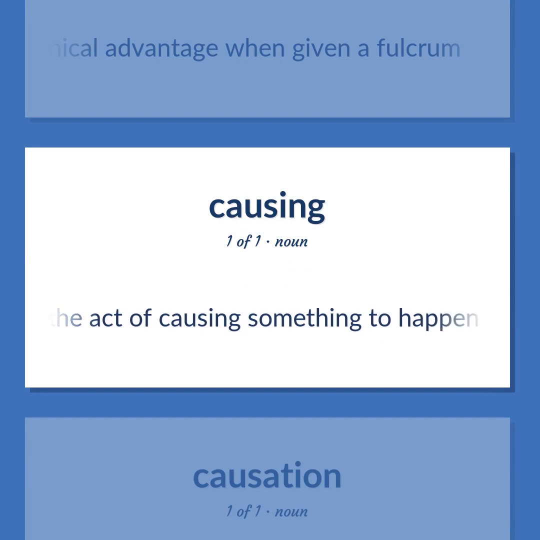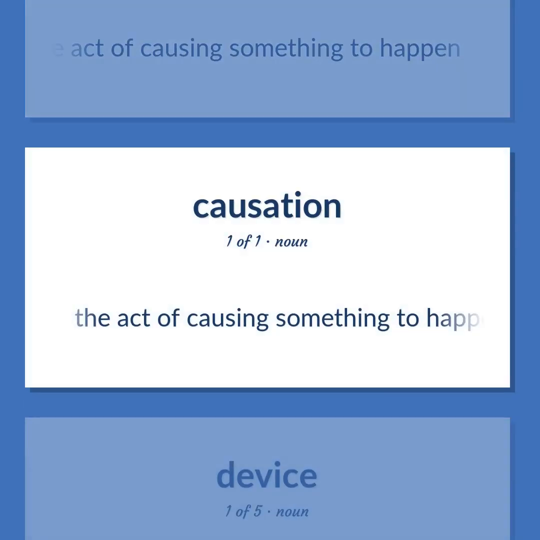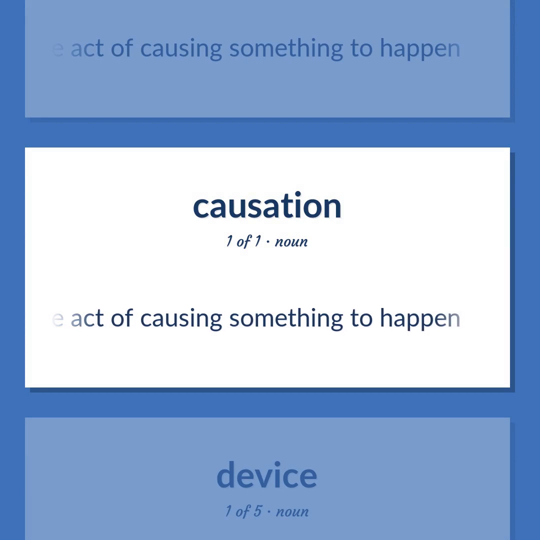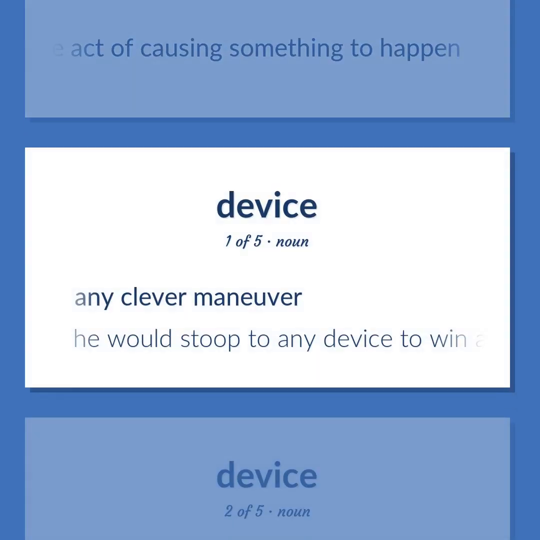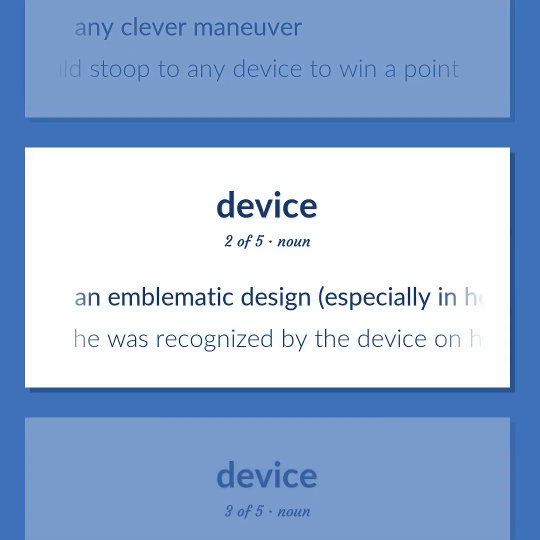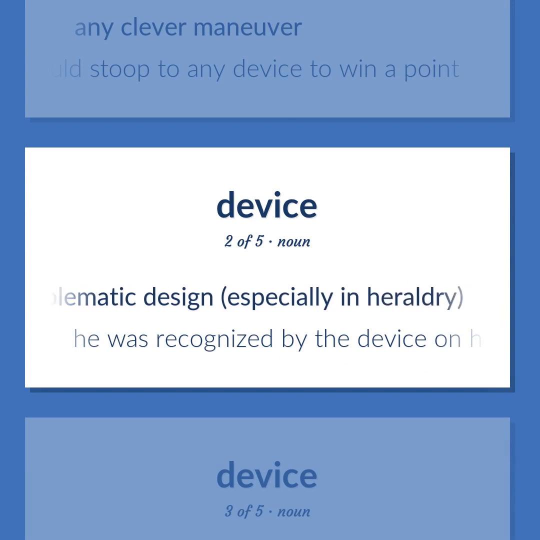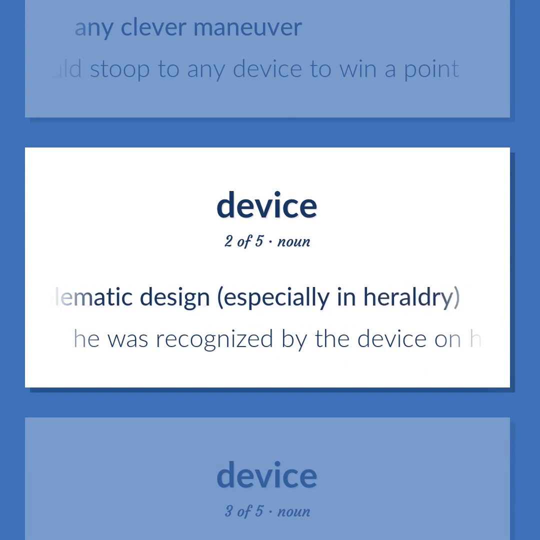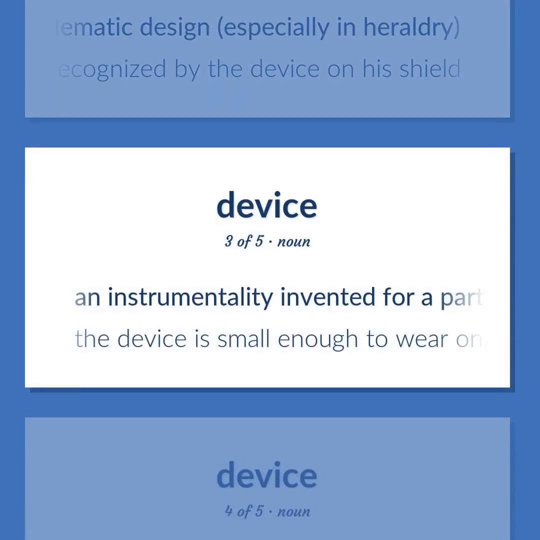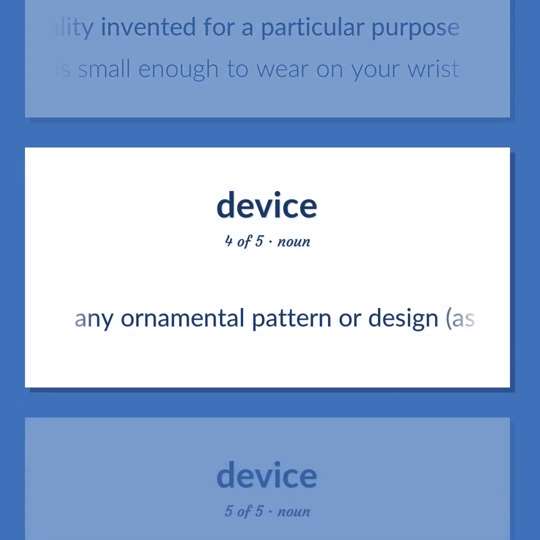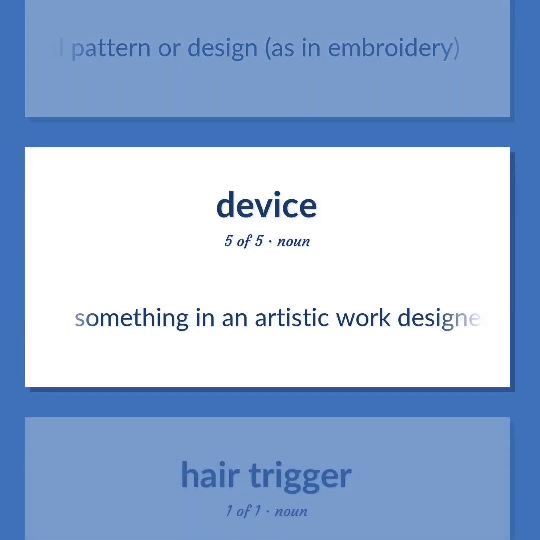The act of causing something to happen. Any clever maneuver. He would stoop to any device to win a point. An emblematic design, especially in heraldry. He was recognized by the device on his shield. An instrumentality invented for a particular purpose. The device is small enough to wear on your wrist. Any ornamental pattern or design, as in embroidery. Something in an artistic work designed to achieve a particular effect.